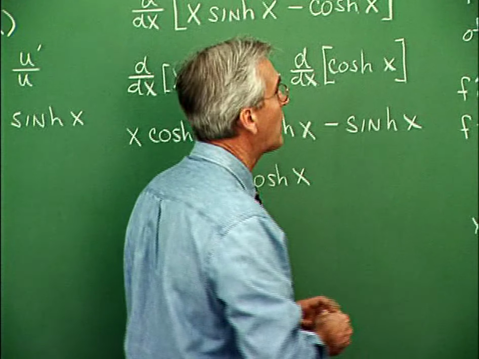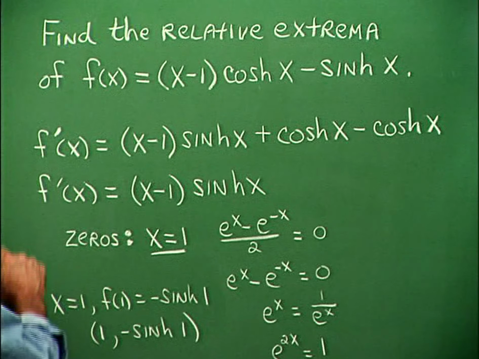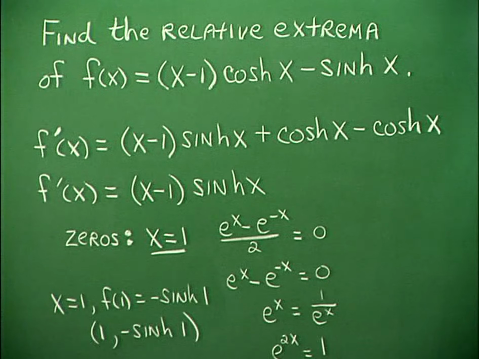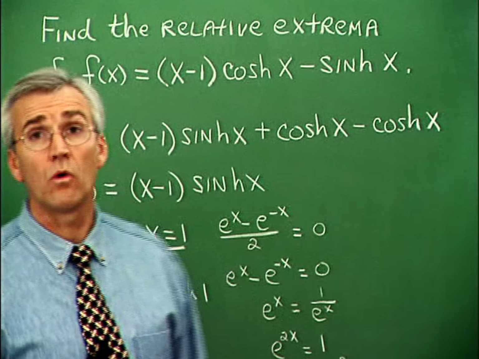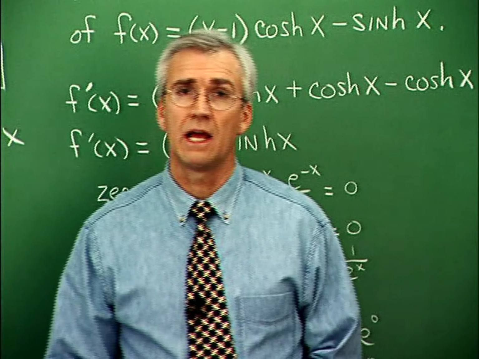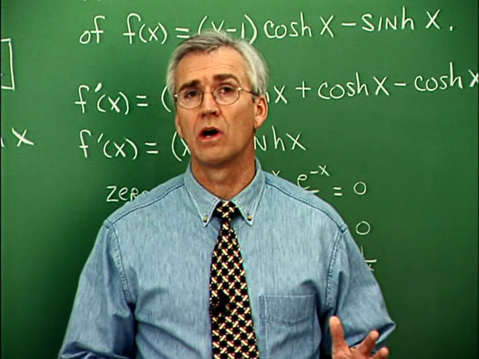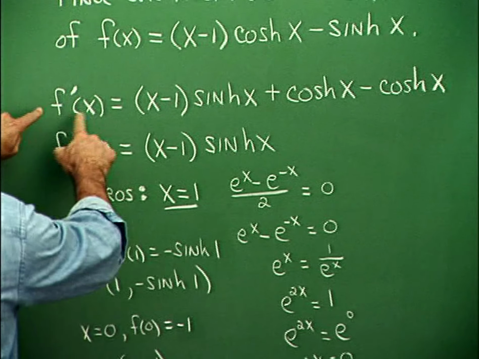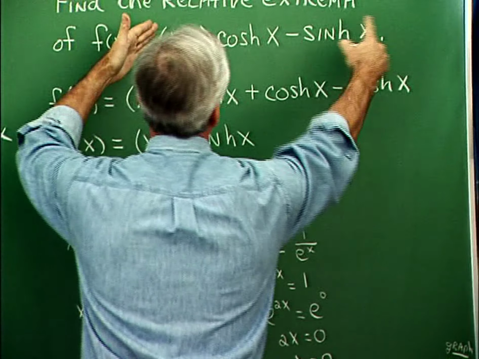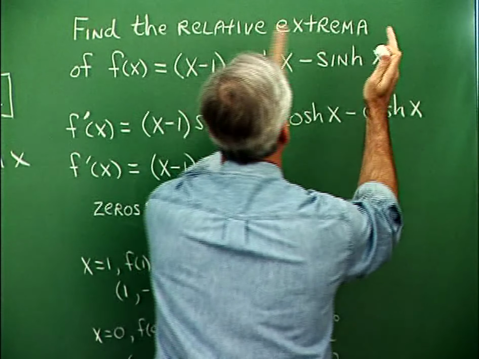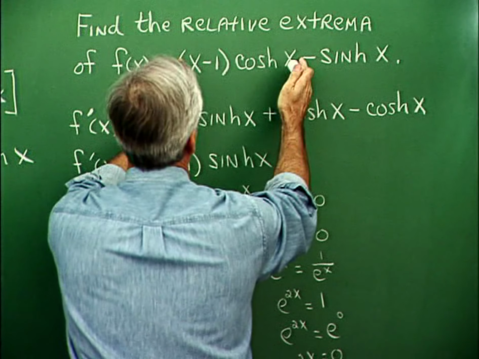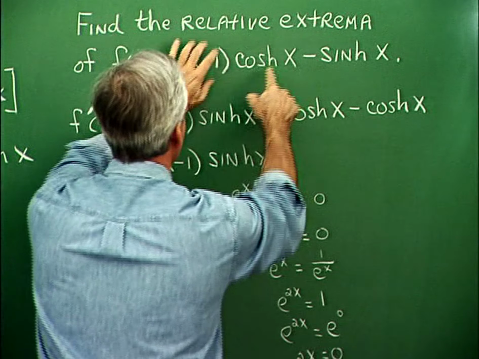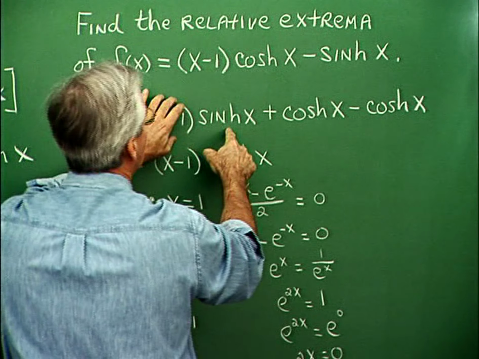All right, consider this problem. Find the relative extrema of f of x, this function. We would follow the procedures that we learned before about finding relative extrema. That means we'll find the zeros of the first derivative function. Let's find the first derivative. F prime of x means the derivative of this. We're thinking about the derivative of that minus the derivative of this. And here we're talking about the product rule. So we have x minus 1 times the derivative of this, which would be hyperbolic sine for this factor.